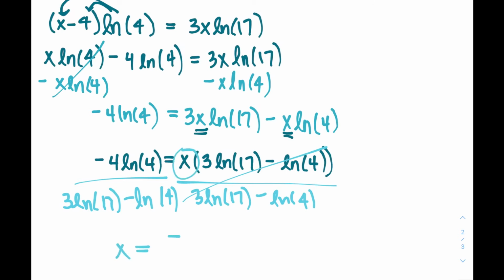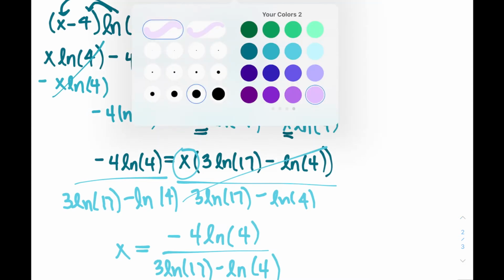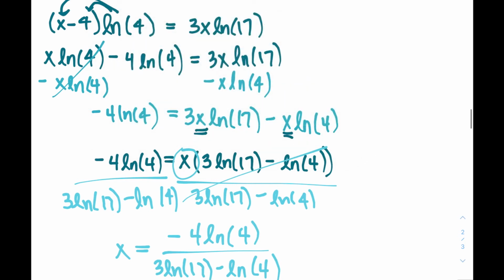And on the other side, I'll have negative 4 natural log of 4, over 3 natural log of 17 minus natural log of 4. Okay, now I know nobody's like, oh yeah, I know exactly what that number is, right? I have the perfect estimate for that. I know what that means.